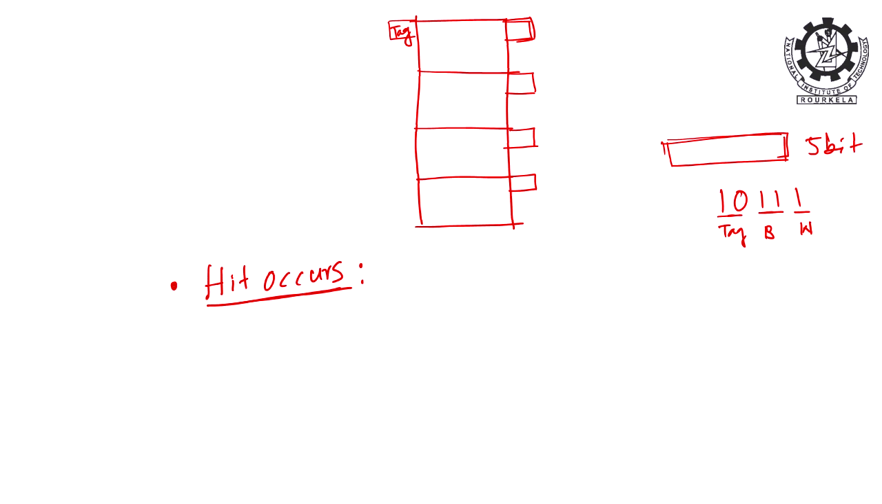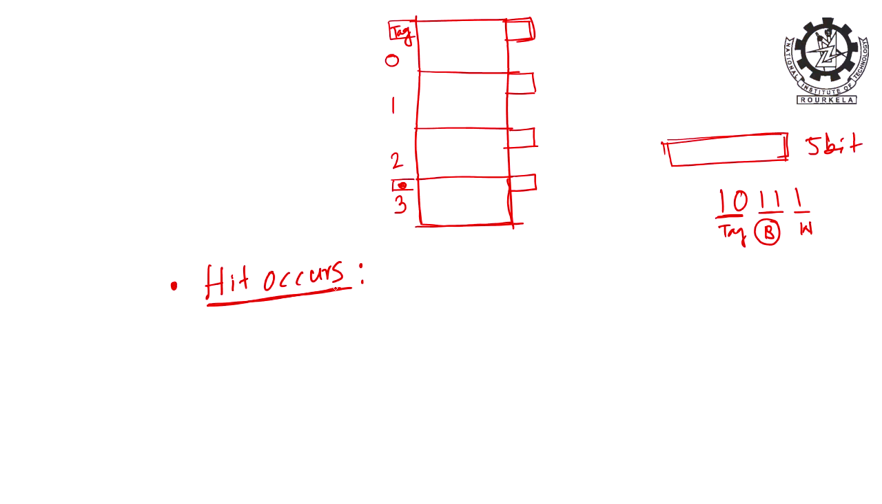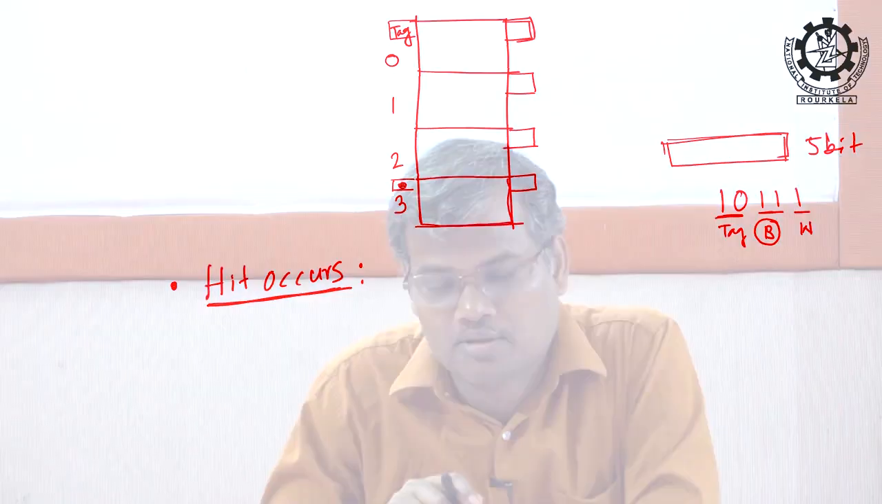Now, it will first check the block number. So it will go to the third block. Let us say this is block 0, this is block 1, this is block 2, this is block 3. Obviously it will check here, and then it will check the tag. If this tag matches the tag 1 0, then obviously that page is the one referred to by the processor. Then we say a hit occurs. Whenever the wanted page is there in the cache memory, that scenario is called a hit.